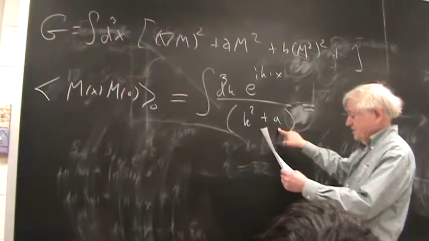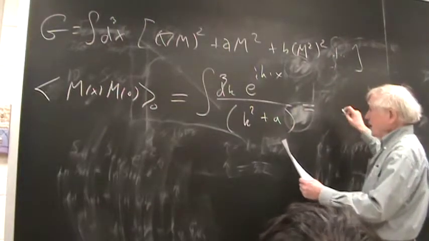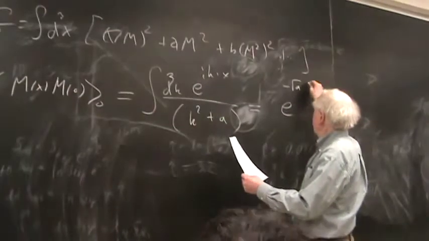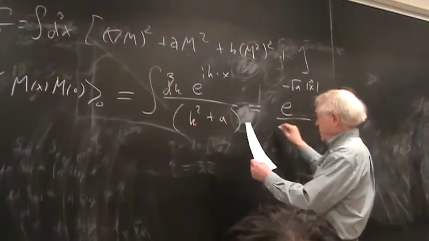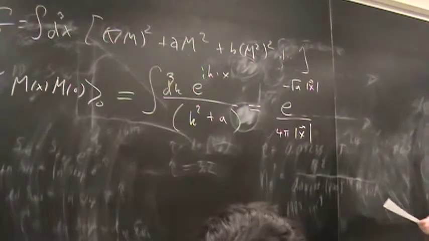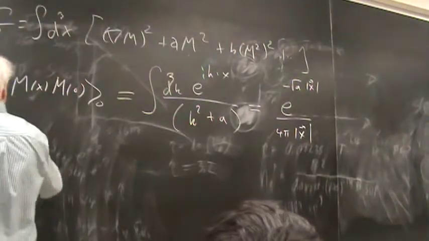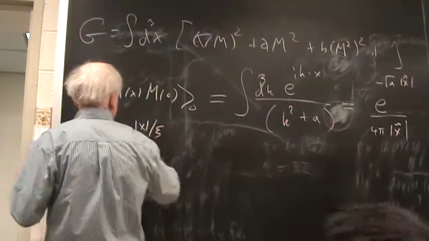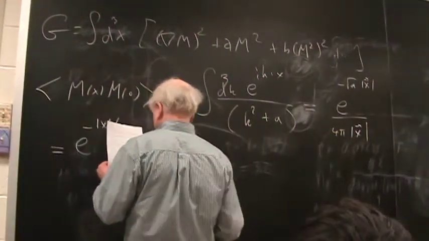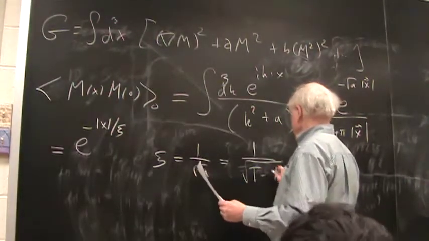And now, if we do this, what we get is e to the minus square root of A times x, over, say, 4 pi x. So the propagator looks like this. In other words, the correlation length: if we say this is e to the minus x over c, then what is c? c is equal to 1 over the square root of A, which is to say 1 over the square root of T minus Tc.